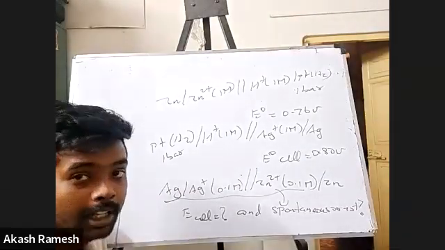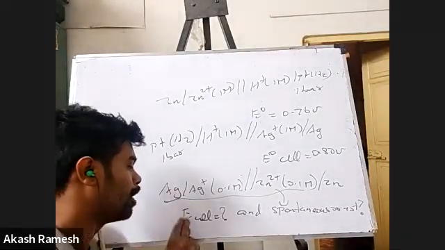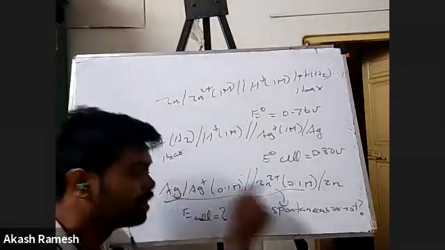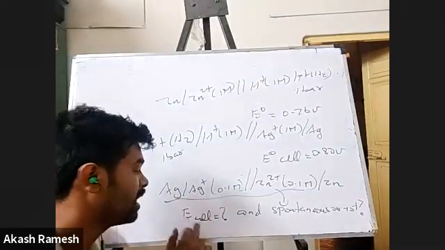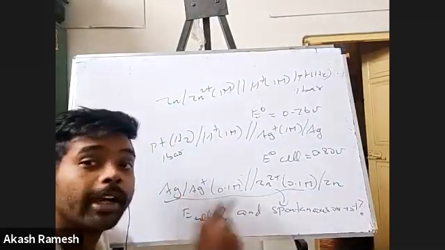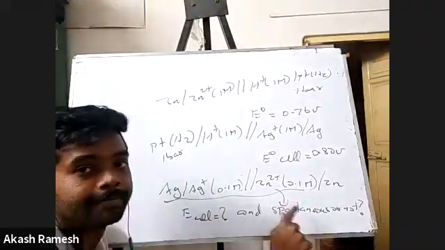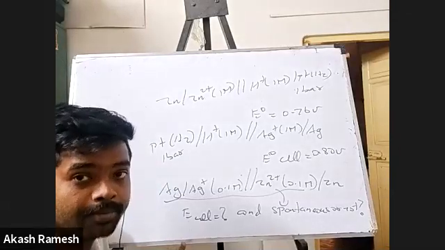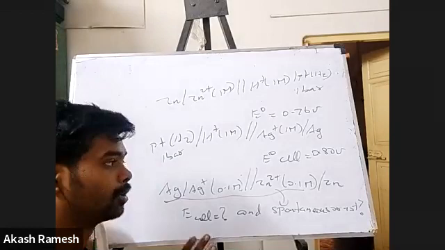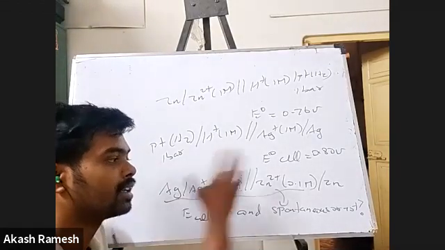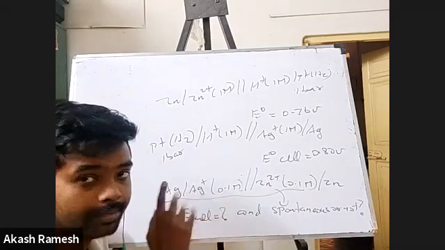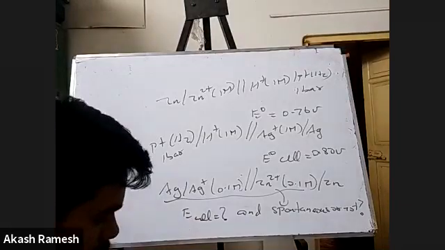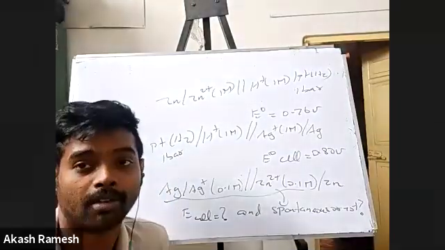See, I'll give you a small hint. If you want to find E cell of this cell, you need to know the E naught of this cell. Then only can you use the Nernst equation here. Remember, for finding E cell, we need to use the Nernst equation. So I have to know the E naught cell of this. Go for it. Let me see how much understanding you have from what you have learned.